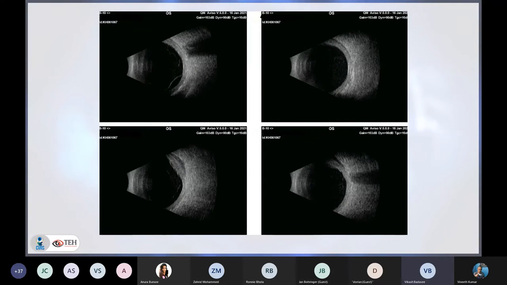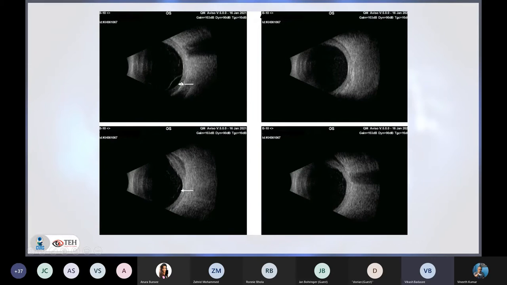What this B scan shows, you can see it here with the arrow, is an area with features of an exudative retinal detachment. This white line here is a hyperechogenic area on the B scan, which is the retina, and this space right here is a hypoechogenic region, which is a feature of exudative retinal detachment.